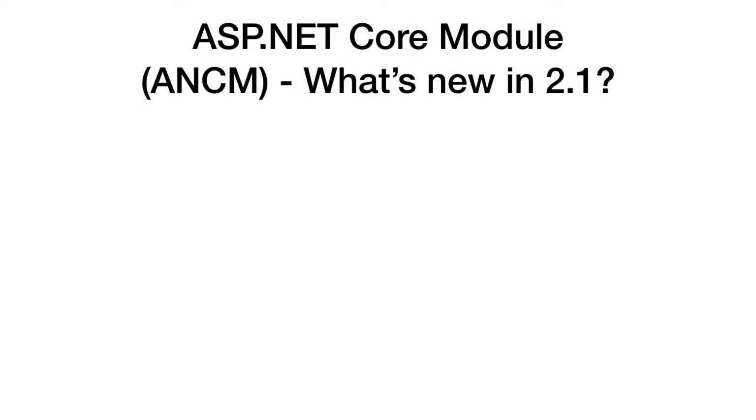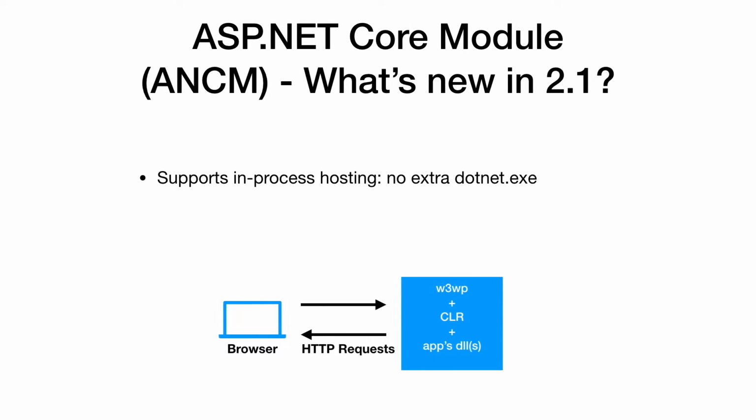Now in ASP.NET Core 2.1, there will be a couple of changes regarding this ASP.NET Core module. One change is that the new version of the ASP.NET Core module supports an in-process hosting model. This means that you can tell the ASP.NET Core module to not start an extra .NET Core process to host your ASP.NET Core application. In this case, the ASP.NET Core application will be hosted directly within the W3WP process.